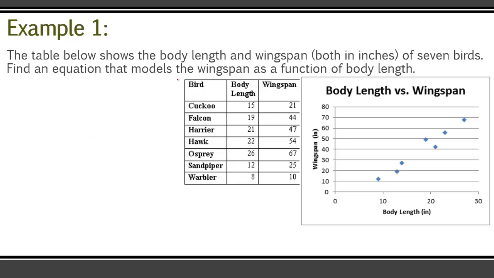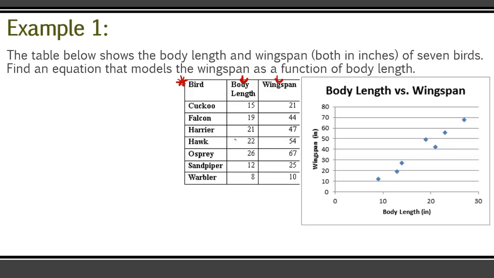The table below, this one right here, shows the body length and wingspan, both in inches, of 7 birds. And we want to find an equation that models the wingspan as a function of body length. So this is it in table form, and this is what we call a scatter plot. So basically we have 15, 21, and if we go there, that's right about there. This isn't exactly to scale, but it's pretty close. So that's 15, 21 right there. 19, 44 is right about there. 21, 47, you know. So you get the idea.